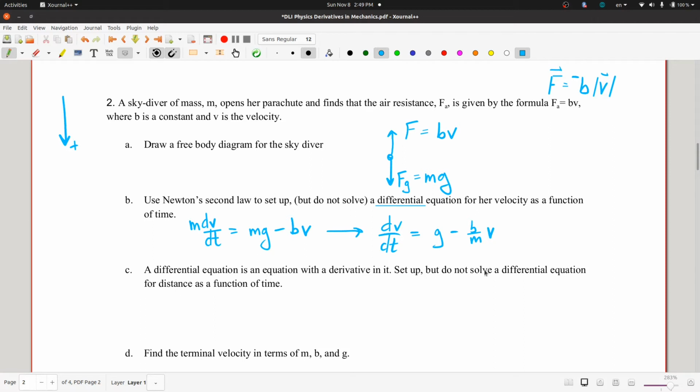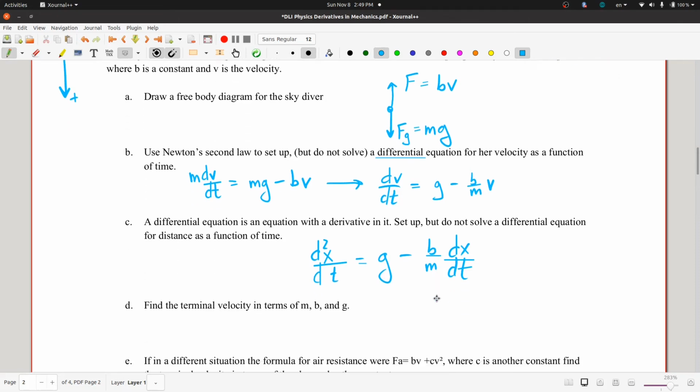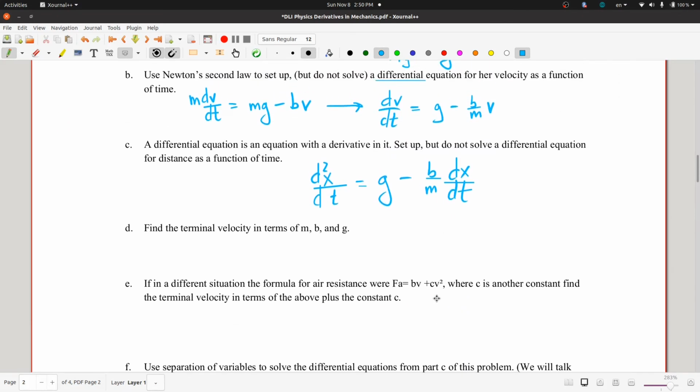Very similar idea in part C. We're asked for a differential equation again, but equation for distance as a function of time. Here we see that, well, velocity is the time derivative of distance, so this is the derivative of position. So, the acceleration is the derivative of position with respect to time, so that's d squared x/dt squared. That is a equals g minus b over m, and v is dx/dt. So we've taken this same equation and written it in terms of the function x, but still with derivatives with respect to time.